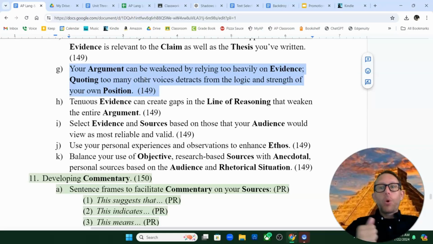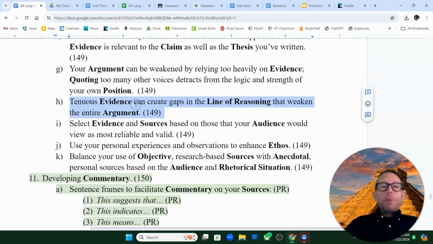So don't think the more evidence automatically the better. That isn't what that necessarily means. That's why I'm not saying try to use all 7 sources in your synthesis essay. That's why I'm saying 3 is a good number to use, okay? Because too much evidence can work against you, not help you, all right? Remember that tenuous evidence can create gaps in the line of reasoning that weaken the entire argument.